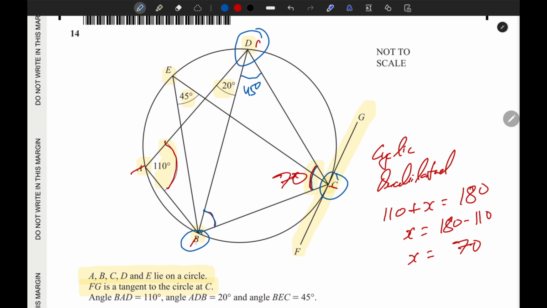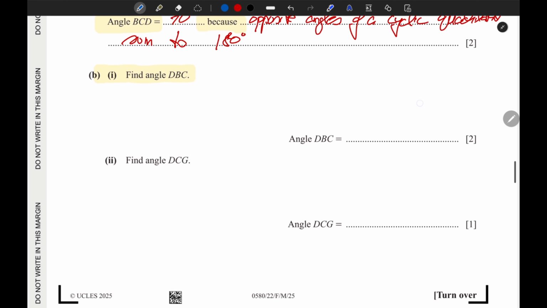Now in triangle BDC again, we know that the sum of angles is 180. So 180 minus the sum of 45 plus 70. 45 plus 70 is 115. So 180 minus 115 is how much? 65. Just be careful with the calculation because you are not using a calculator. So this is 65 degree. Over here we are writing angle DBC is 65 degree.